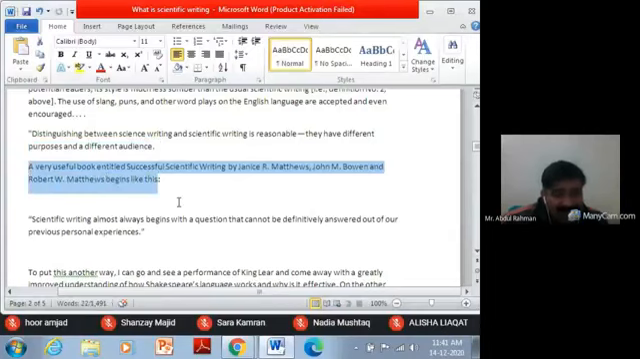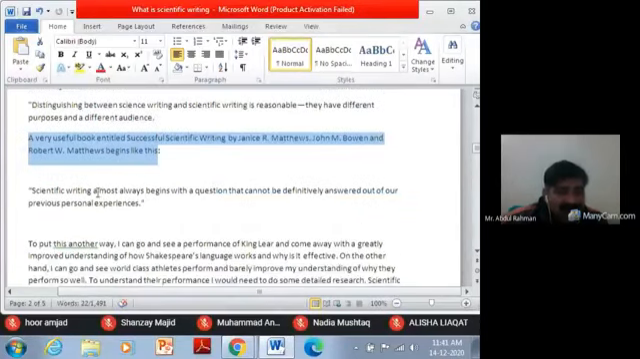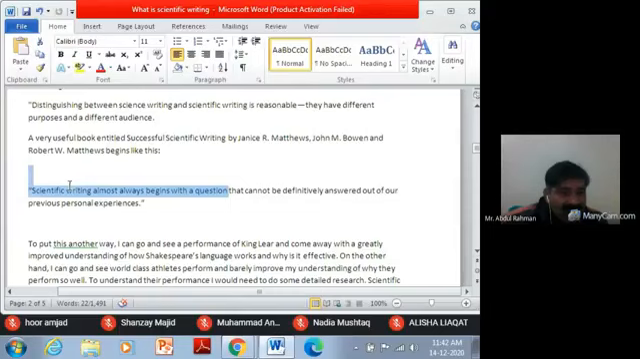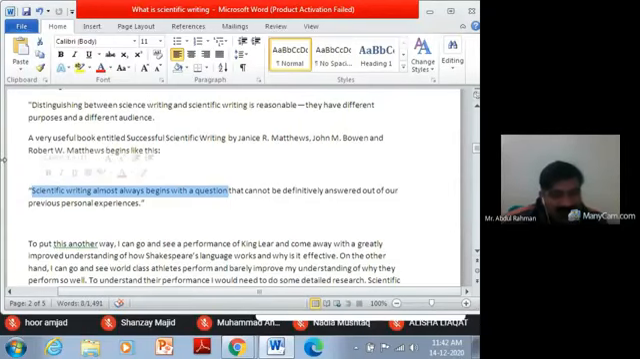This is a very useful handbook for successful scientific writing, written by Janice R. Matthews, John M. Bonney, and Robert W. Matthews. They state scientific writing almost always begins with a question. This is the hallmark, one of the prominent features of scientific writers. They always have a query, question, or a riddle that they try to solve.